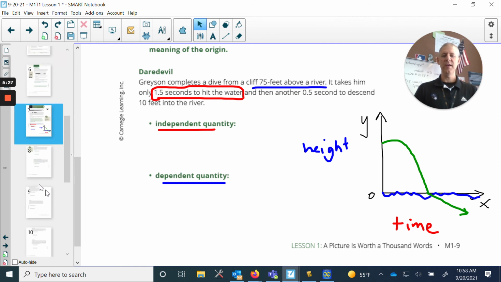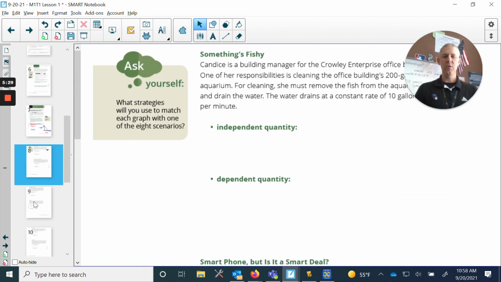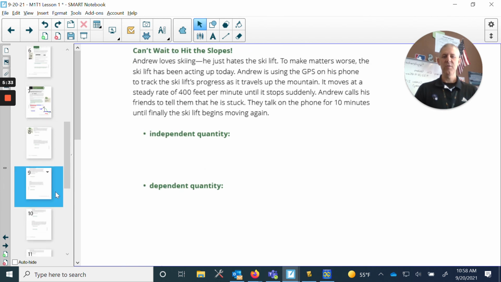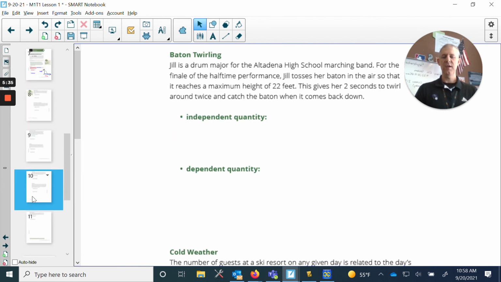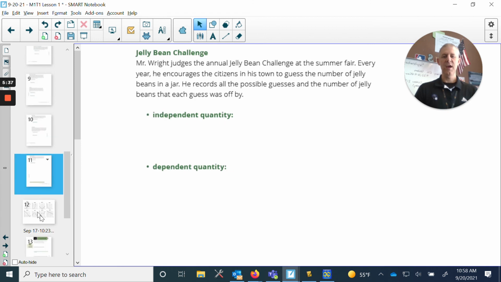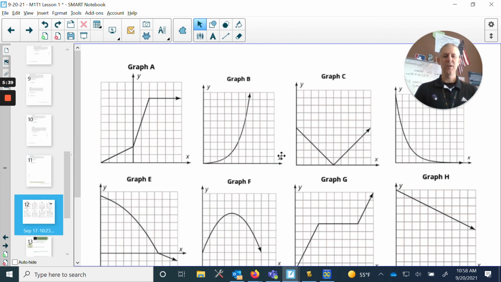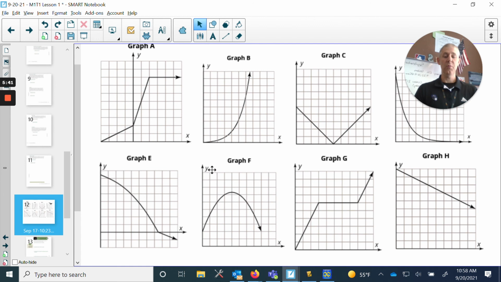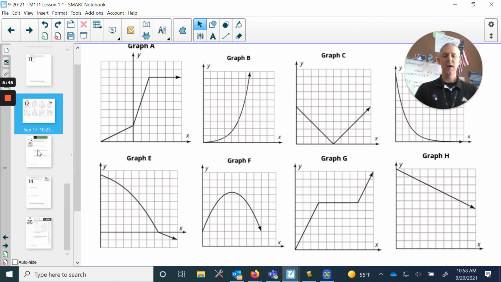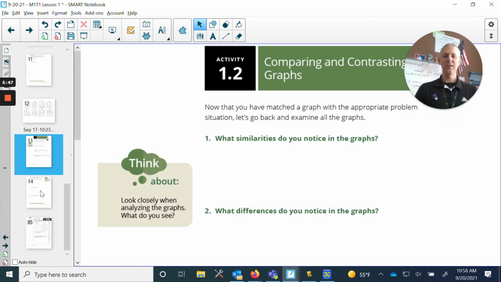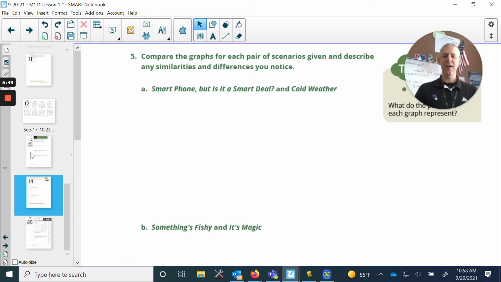Once we got into day 2, we worked on another scenario about something fishy, and then we started looking at the other scenarios in this first activity and drawing some graphs. And then we went through and looked at the different graphs that were provided for us and talked about how our graphs matched those. From there, we went ahead and did activity 2, where we analyzed graphs.